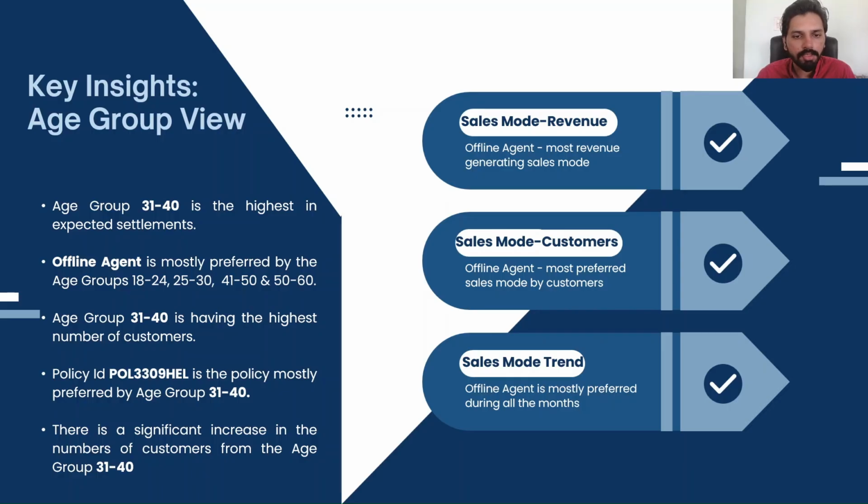And age group 31 to 40 has the highest number of customers, as I mentioned in the sales mode view also. And policy ID PUL 3309 HEL is the policy mostly preferred, and also by the age group 31 to 40. And there is a significant increase in the number of customers from the age group 31 to 40. So these all were the key insights from the age group view.